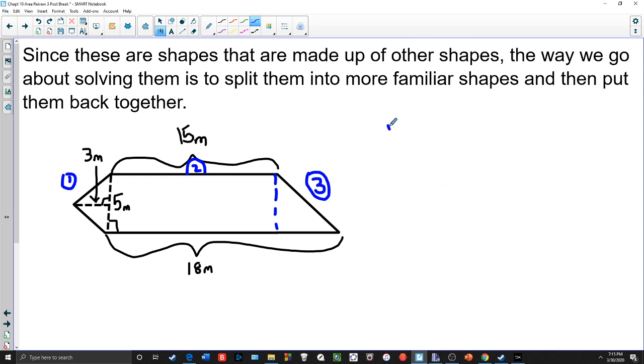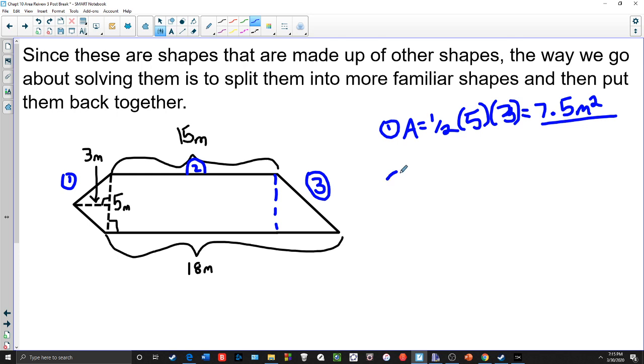Let's go ahead and find the first triangle first. So this triangle right here has a base of 5 and a height of 3. So we know that the area for a triangle is 1/2 base times height. So half of 5 times 3, or 5 times 3 times a half, however you want to slice it. In this case, that would end up being 7.5 meters squared. So that's the area of that first triangle right there.